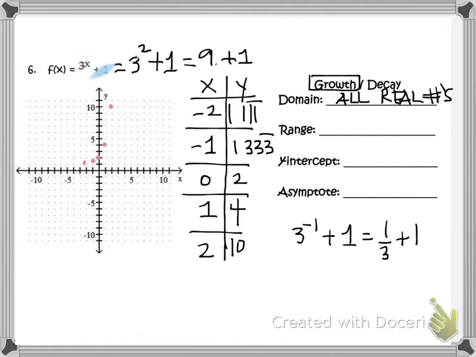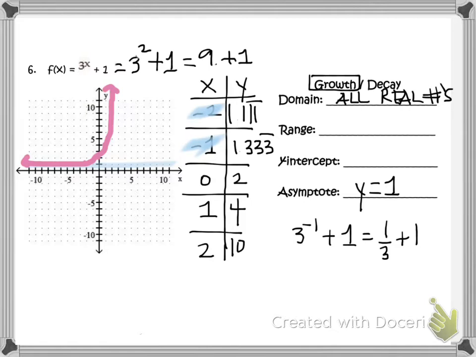Okay, so no matter what I plug in for x, as my x values get smaller, my y values are going to get very, very close to 1, but they're never going to touch 1. Your asymptote here is going to be at y equals 1. So when you draw your graph, it's going to get closer and closer, but it's never going to touch that.